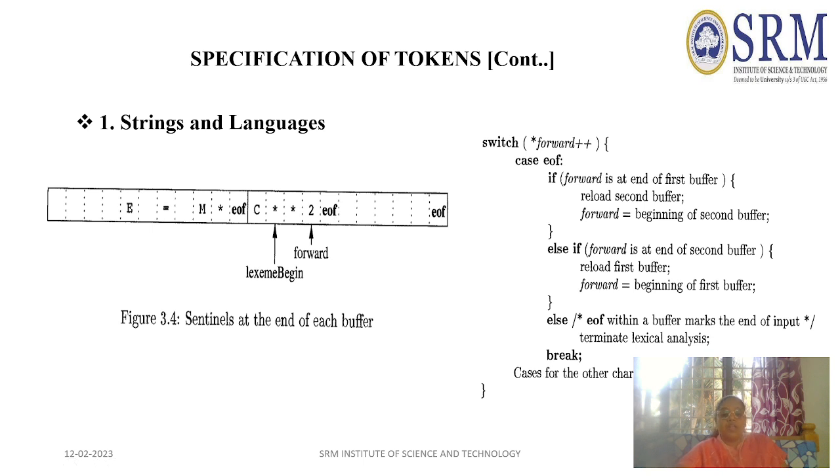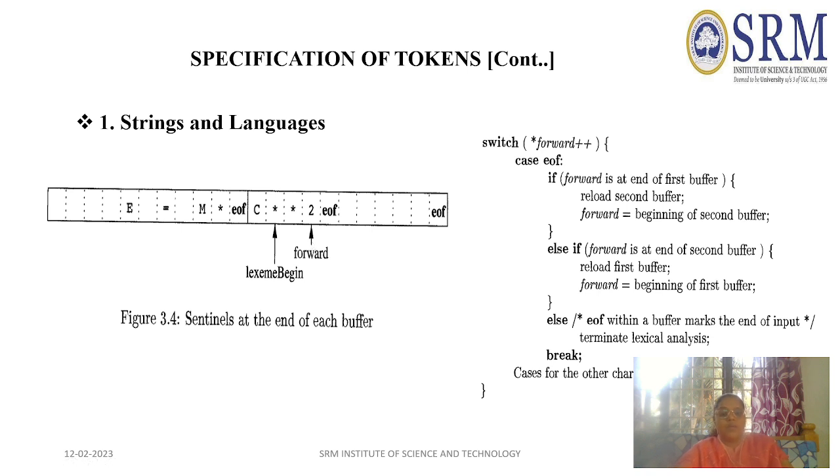So when it identifies that it is at the end of the input, then it has to terminate the lexical analysis phase because it has read all the input characters. So after finding the EOF, if the forward pointer is at this EOF, which means at the end of the input, then it terminates the lexical analysis and breaks.